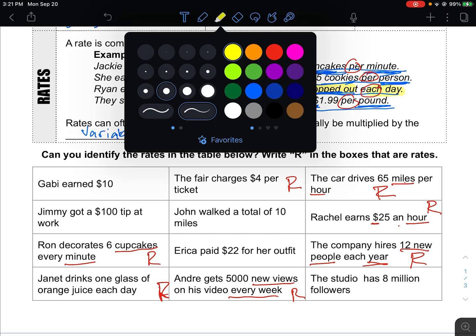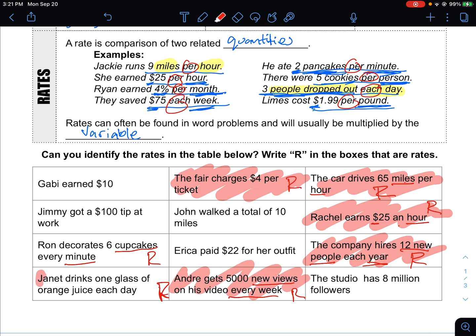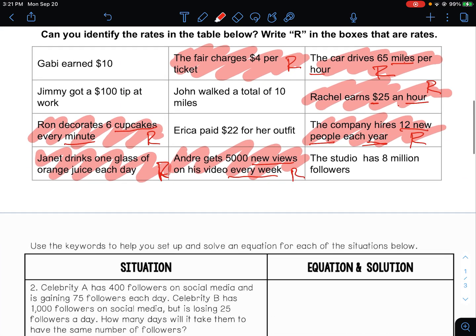So here are your rates. Like this one and this one right here, this one right here, this, and that. Those are all rates. It doesn't form any kind of picture. I just thought I'd highlight it.